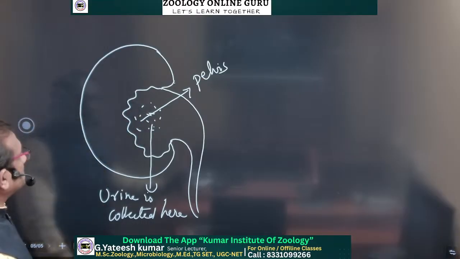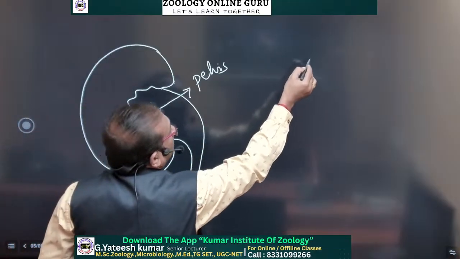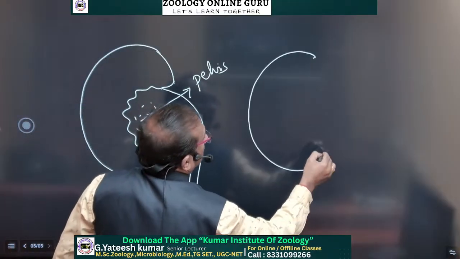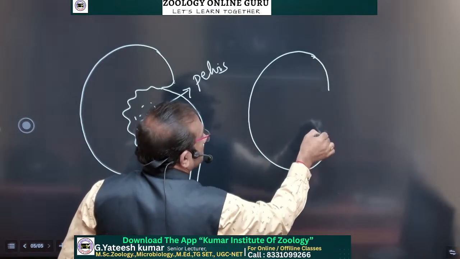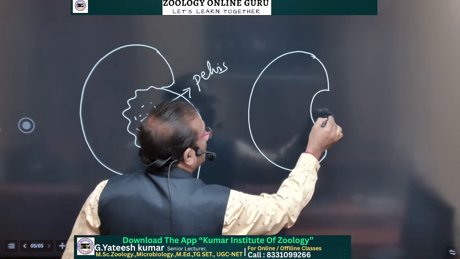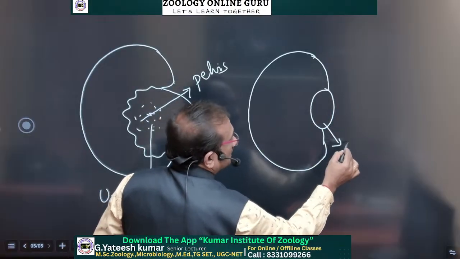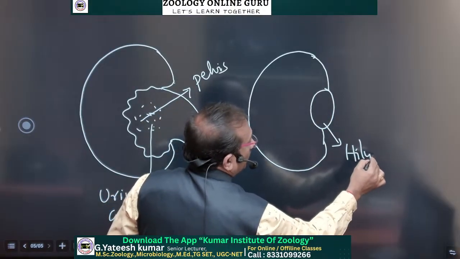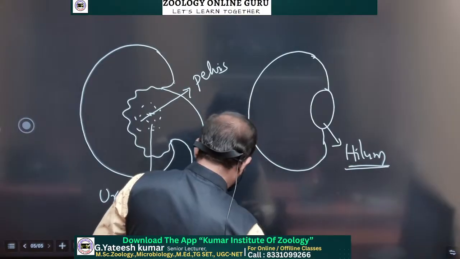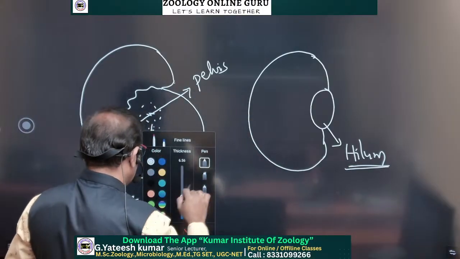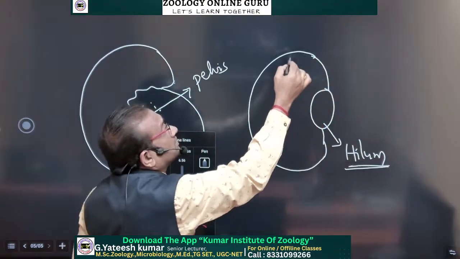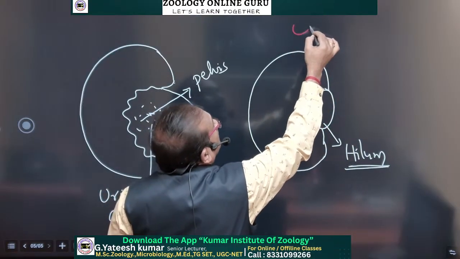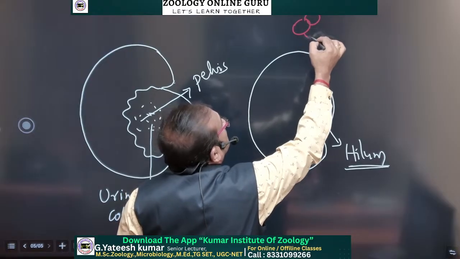Before coming to the pelvis area, we discussed the hilum. The opening of the kidney is called the hilum. Once again, coming to the hilum, what is the function of the hilum here? The hilum receives blood vessels. Are you able to see? Yes. Suppose the heart is here.